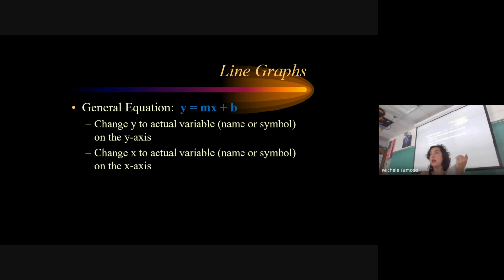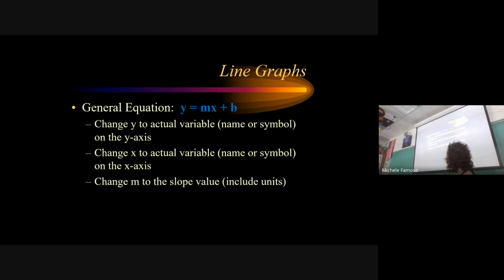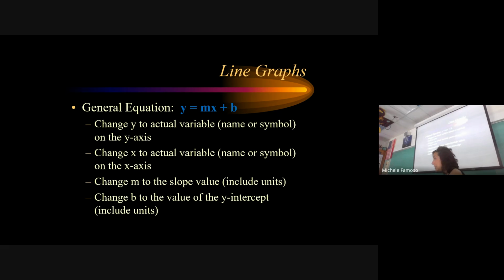You're going to do the same thing with the letter x. Change it out. What was on the x-axis of your graph? This graph had time on the x-axis, so we're going to write time instead of x. For now, because we don't know what the symbols are for these variables, we're actually going to write out the words, speed and time. You're going to change out the letter m to the slope value that you calculated along with the units and significant figures. And you are going to change out the b to the actual y-intercept of your graph, including the units.